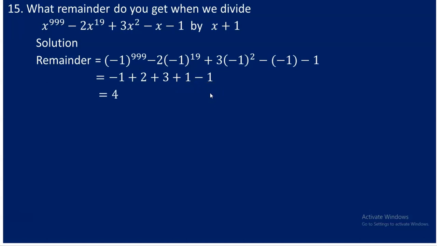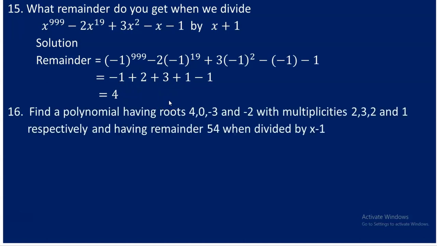So no need of carrying out that long division technique, just using the remainder theorem, one can easily obtain that the remainder for this is going to be 4, you see? The remainder is 4. And next from this we have another question, and it says find a polynomial having roots 4, 0, minus 3 and minus 2, having multiplicities 2, 3, 2 and 1 respectively, and having remainder 54 when it is divided by x minus 1.